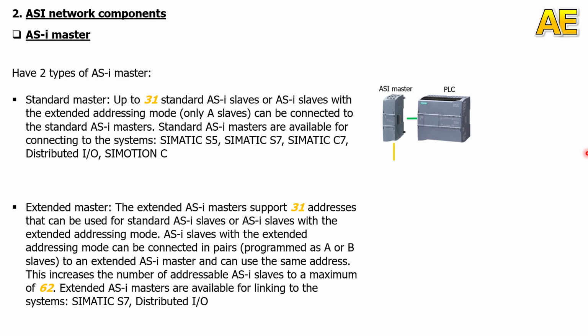ASI slaves with the extended addressing mode can be connected in pairs. Programmed A or B slaves on an extended ASI master can use the same address. This increases the number of addressable ASI slaves to a maximum of 62. Extended ASI masters are available for linking to the system Simatic S7 distributed I/O. Okay, you can see the physical picture here.